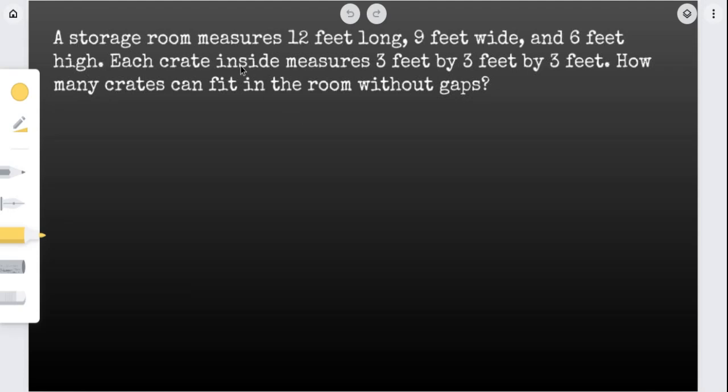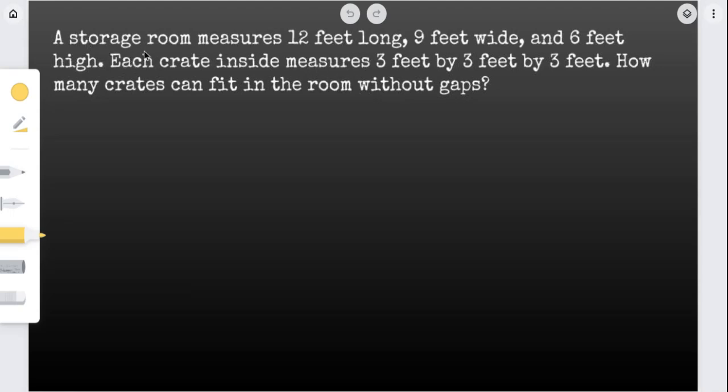This one reads, a storage room measures 12 feet long, 9 feet wide, and 6 feet high. Each crate inside measures 3 feet by 3 feet by 3 feet. How many crates can fit in the room without gaps? Ooh, this one has a lot of information that it's giving me.